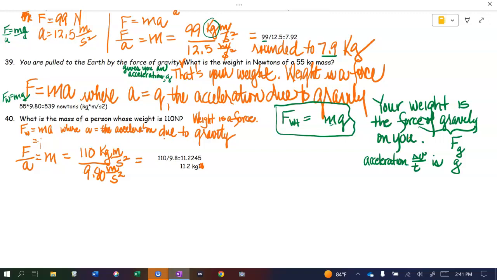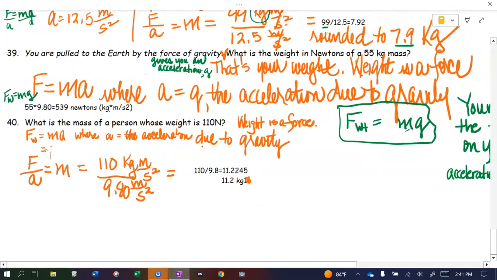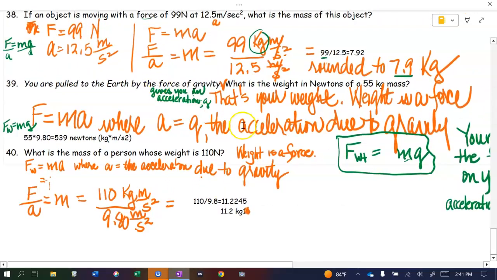All right. Now, the last one is just another problem involving this. So I just made the comment again. What's the mass of a person whose weight is 110 newtons? All right, so this was a little bit different. So we have force equals mg, right? But the question says, what's the mass of the person? So this is the variable we want alone.